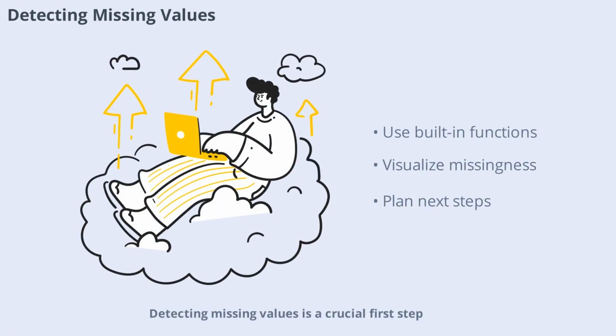Detecting missing values is a crucial first step. Most data analysis tools provide functions to identify missing entries, whether they appear as None, or blanks. Visualizations like heat maps can also help spot patterns of missingness. By understanding where and how much data is missing, you can plan your next steps more effectively. Let's move on to the strategies for handling these missing values.